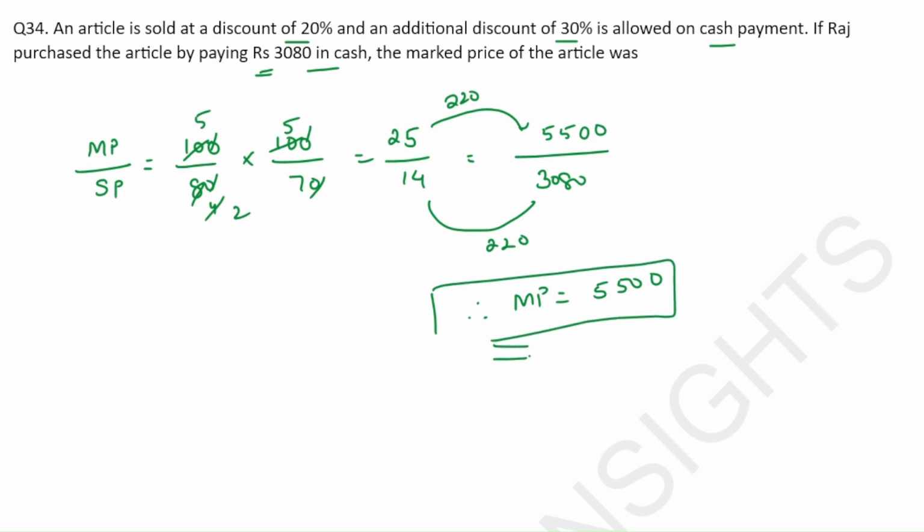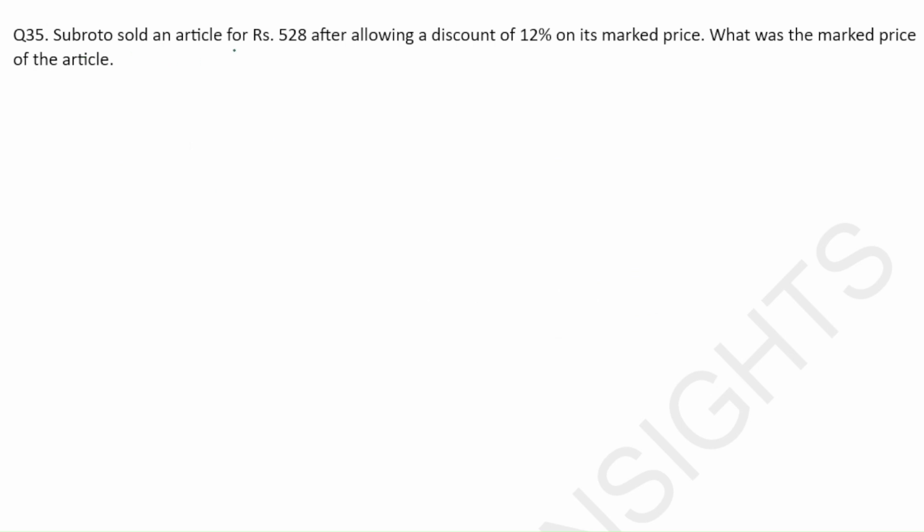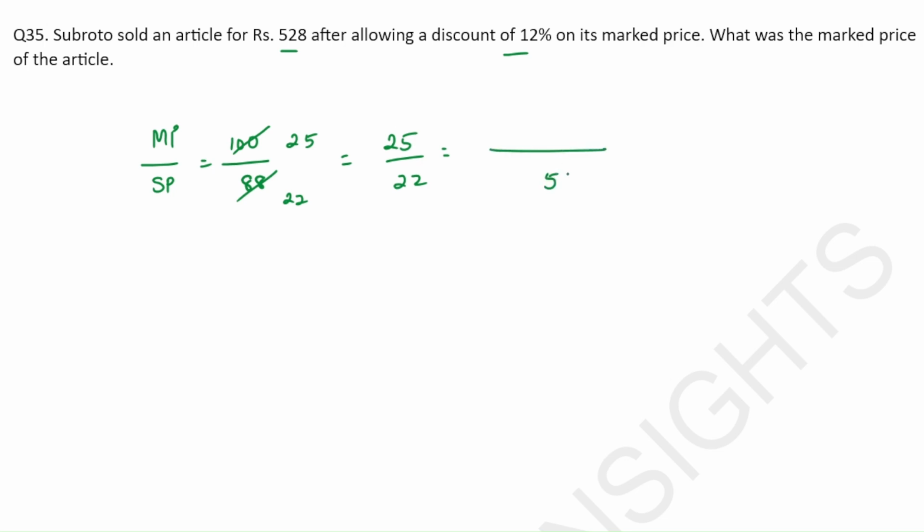Let's go to the next question. Shubroto sold an article for rupees 528 after allowing a discount of 12% on the mark price. What was the mark price of the article? So discount of 12% means MP by SP equal to, MP is 100, that means the selling price will be 88. Convert into the simplest form, so that means you will get 25 by 22. So 25 by 22. As per the question, the sold article is how much? 528. So that means this is the SP, 528.